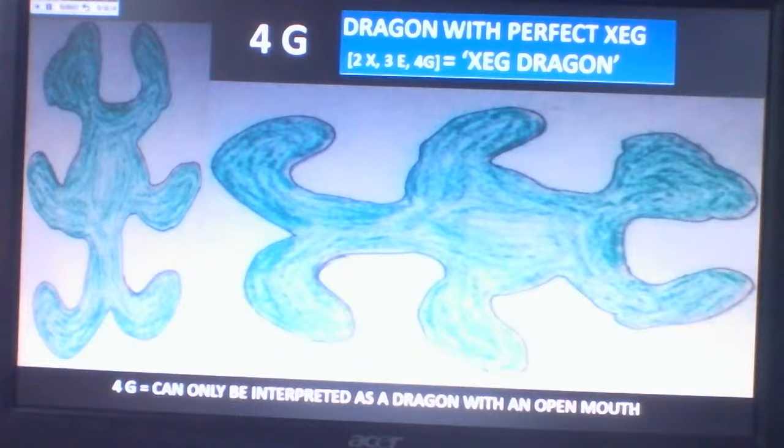Now, this one using 4G, with that kind of head, it can only be interpreted as a dragon with an open mouth. Okay, 4G. All right. So these are the construction methods that are not already shown, how I constructed the frogs, and the others.